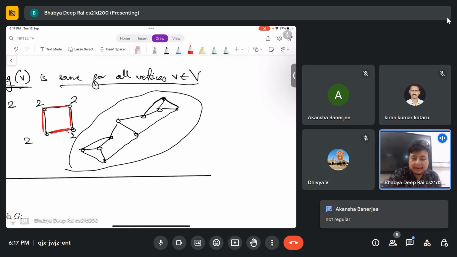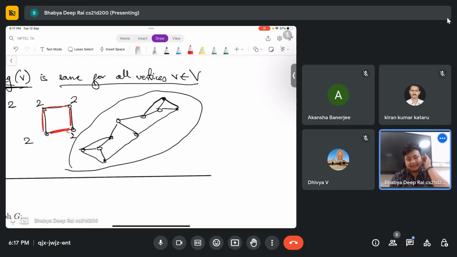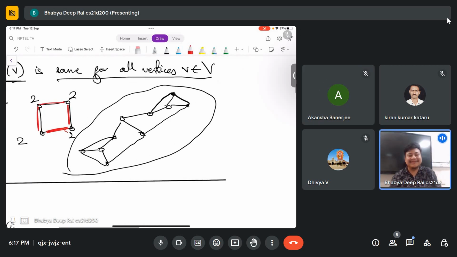Akansha says it is not regular. Can you tell me which vertex? Why is it not regular, Akansha? Sir, it's regular. All degrees are 3. Earlier the figure was small, so I didn't see. Okay, I'll make sure I zoom into figures.